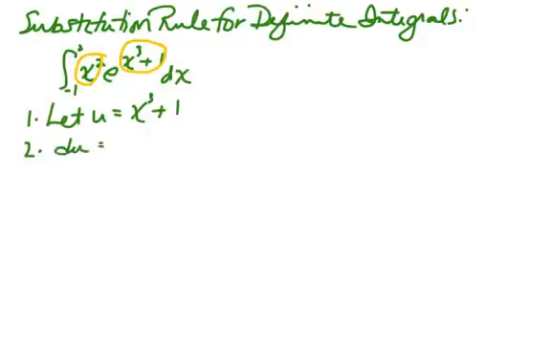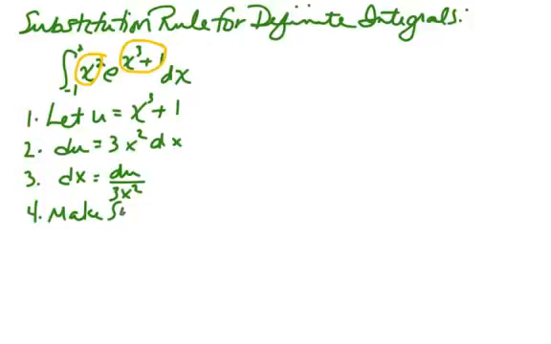So du is equal to 3x squared dx. I'm going to solve for dx in here, and you get du divided by 3x squared. Making the substitution. So all of this is business as usual. Okay, nothing new here. Making the substitution.